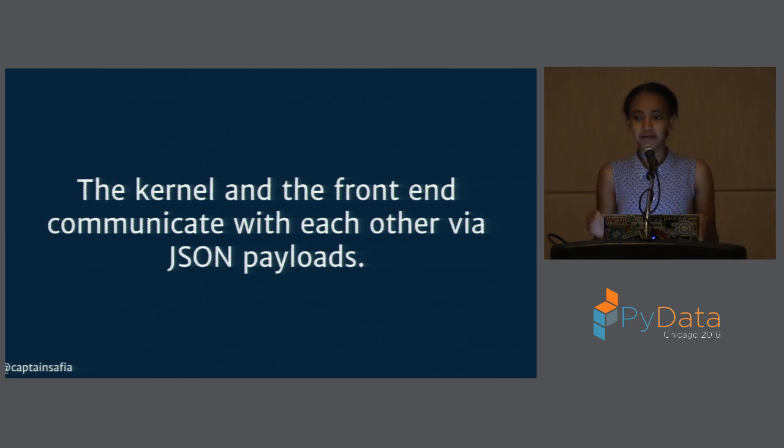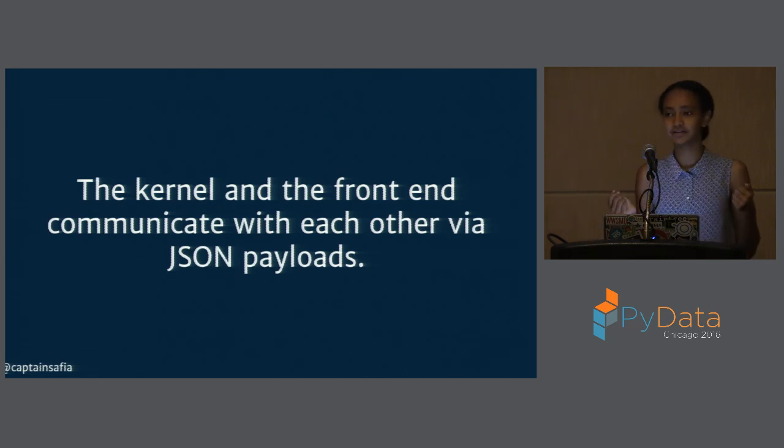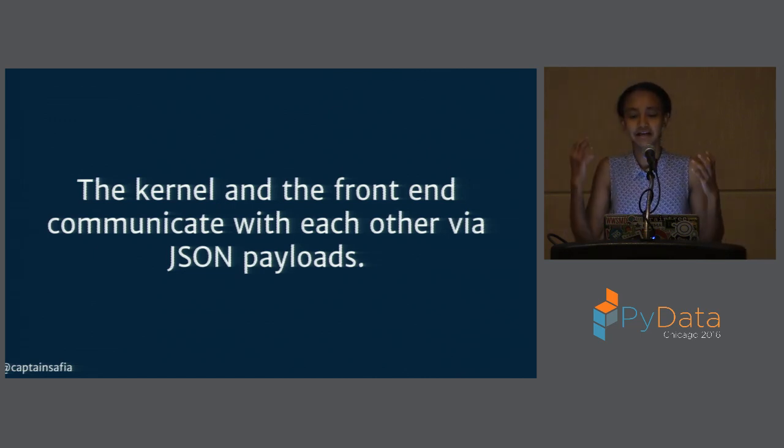Now, you're probably thinking the connection file seems to be like the start of this process. Like, it's how front end and kernel meet. You know how there's When Harry Met Sally? When front end met kernel is made possible by the connection file. So what does a connection file look like? What kind of information does it have that makes this connection possible?